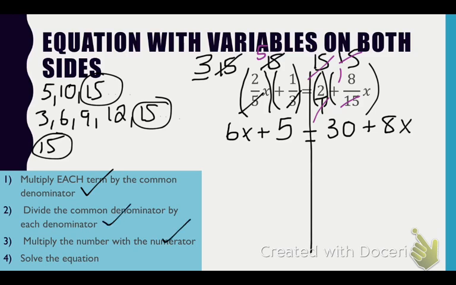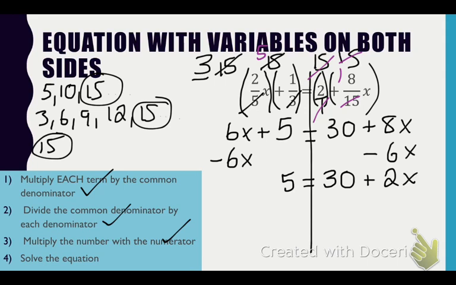So I'm going to solve it just like I would a multi-step equation. So my next step would be to get variables on the same side. So I'm going to subtract 6x from both sides and get 5 equals 30 plus 2x. Then I'm going to get my numbers on the same side, so I'm going to subtract 30. 5 minus 30 is negative 25.